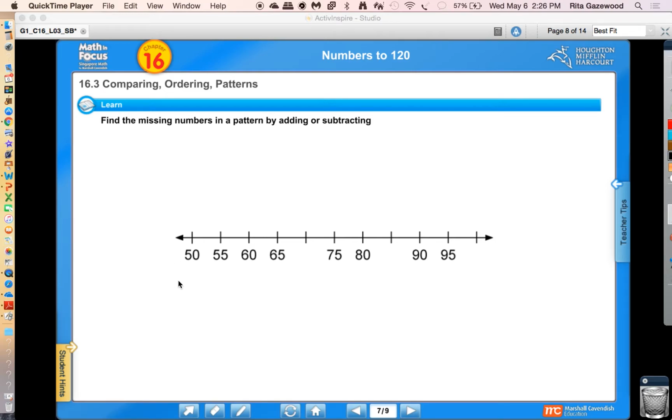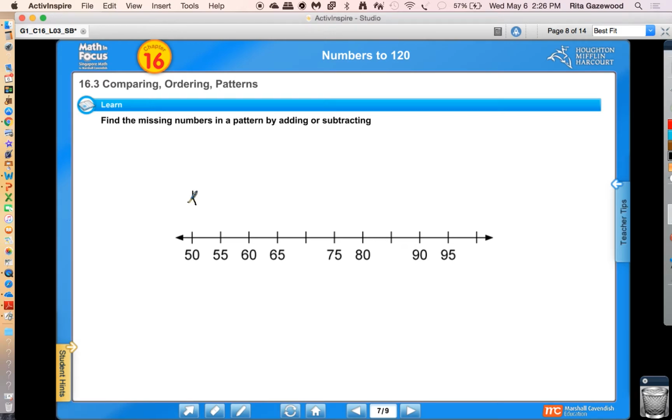So first we have to determine if this pattern here is an adding pattern or a subtracting pattern. So help me count it. 50, 55, 60, 65. Are we going up or are we going down? Do we call it an ascending pattern or a descending pattern? That's right, it's going up. So we call that an adding pattern.